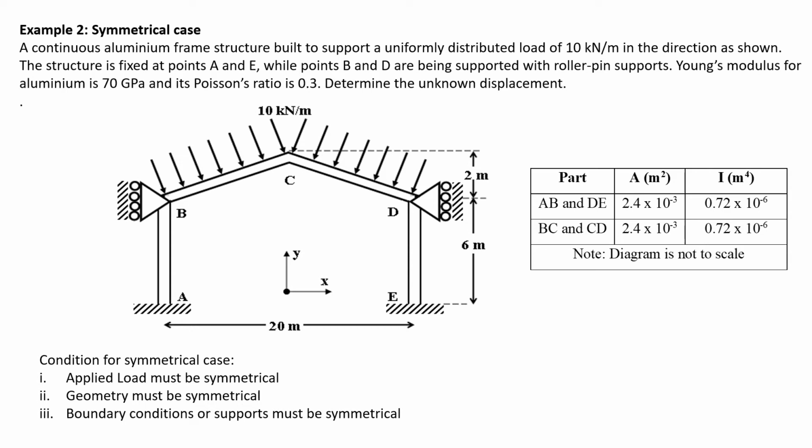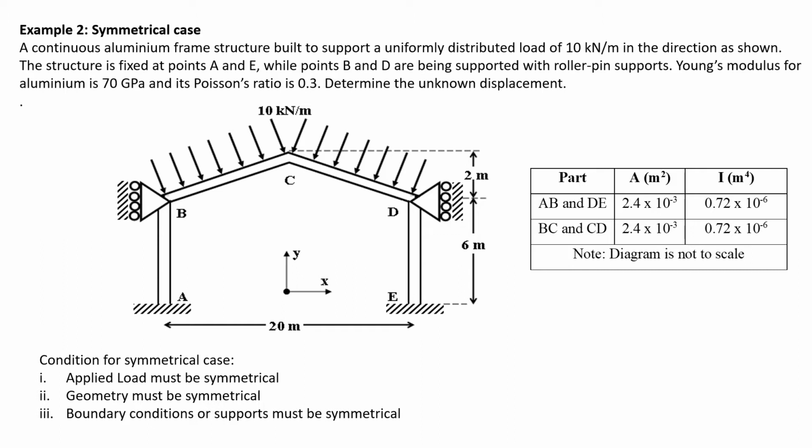In this second example, I would like to highlight the symmetrical case. For example, in this case, a continuous aluminium frame structure is built to support a uniformly distributed load of 10 kN per meter in the direction as shown. The structure is fixed at points A and E, while points B and D are supported with roller pin support. Young's modulus for aluminium is 70 gigapascal and its Poisson ratio is 0.3.